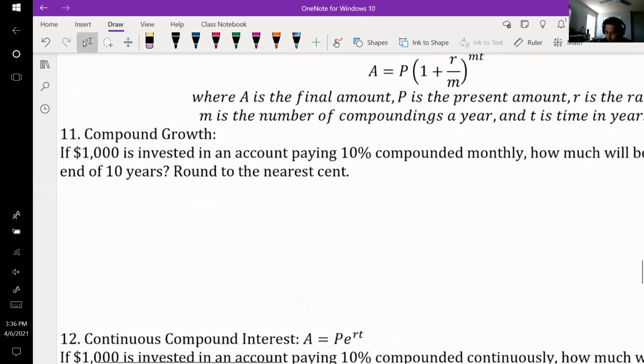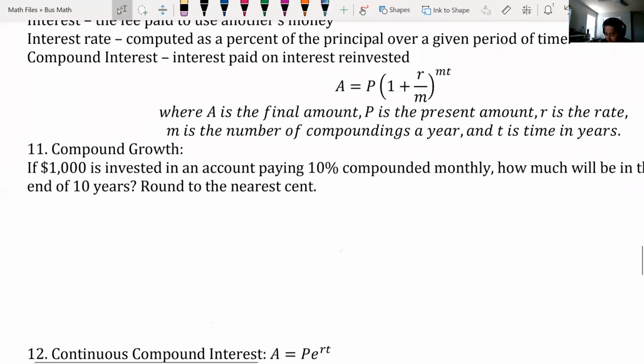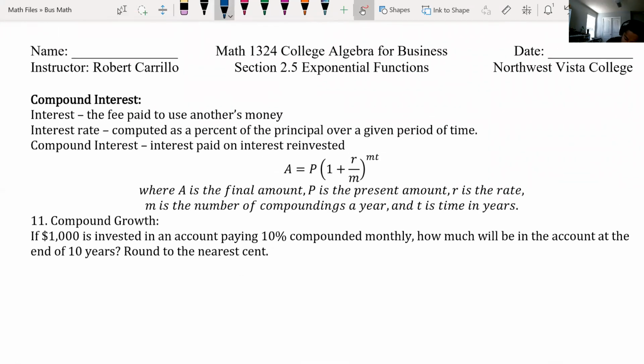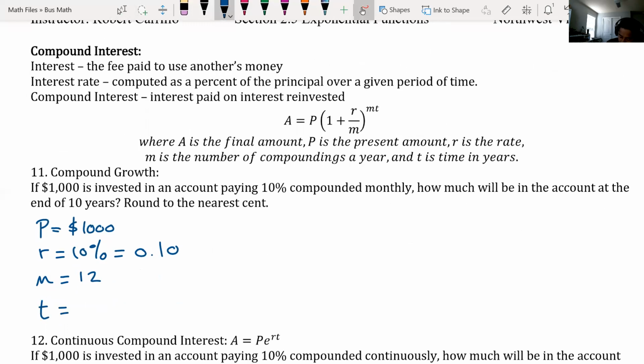Okay, so for this one, let's just go ahead and label everything this problem is giving us. So it says our initial investment is $1,000. So that's going to be P. P is $1,000. And then it says the rate is 10%. So remember, for rate, you always convert it to decimal. Always convert to decimal. And then it says we are compounding monthly. How many months are in a year? 12. Good. And we want to know how much will be in the account at the end of 10 years. So that means that time is 10.